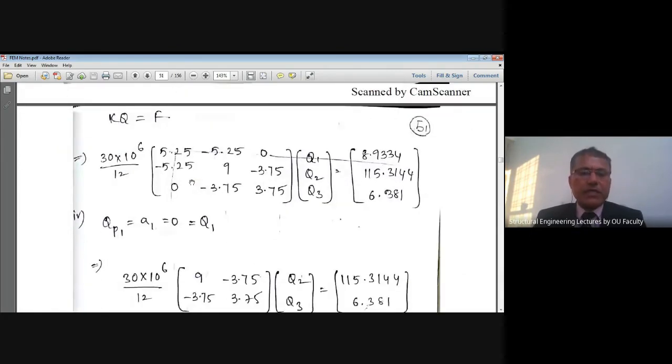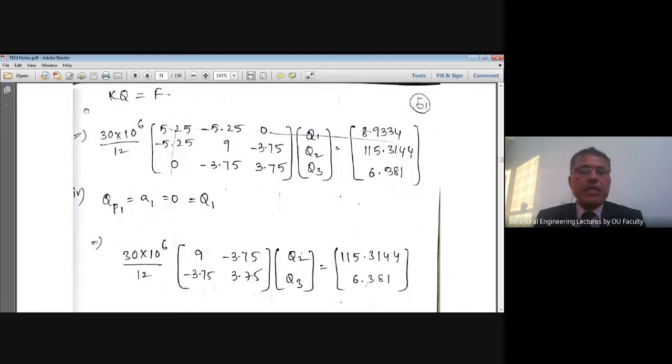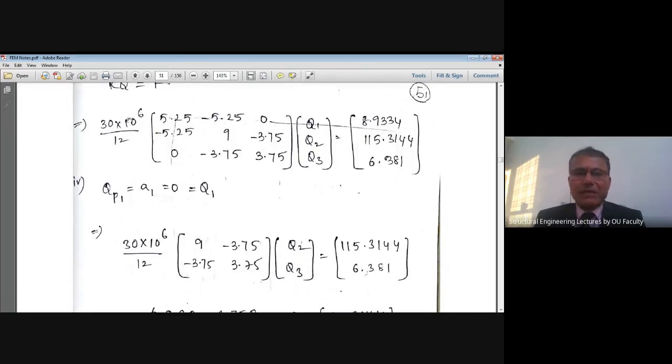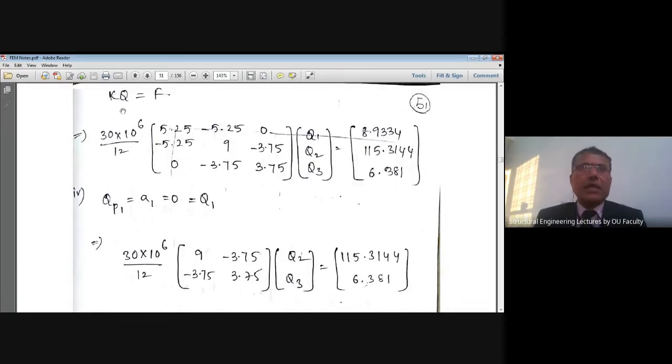Then the next heading is the displacements. You get the displacements, right? Once I say I want to get the displacement, then I'll write the equilibrium equations: KQ is equal to F. That is how the equation is, the structural stiffness matrix, which is a 3 by 3 matrix, operated upon the global displacement vector Q1, Q2, Q3, which is equal to the global load vector.